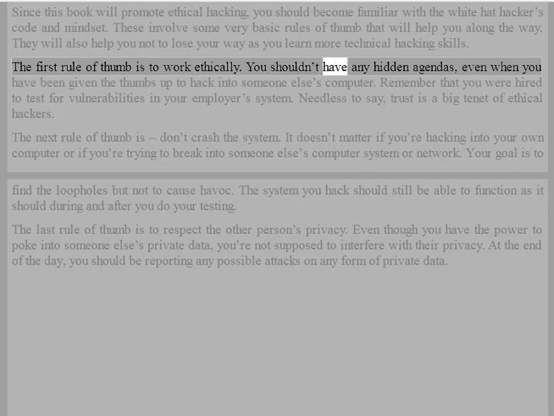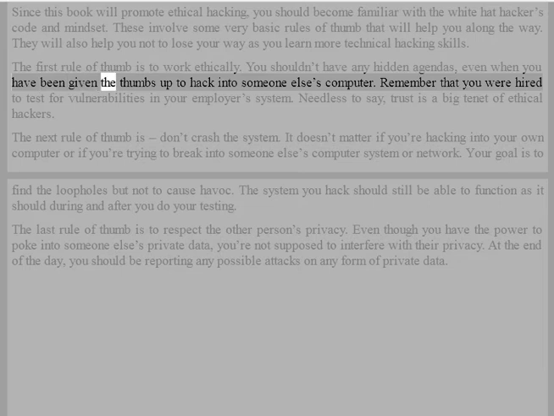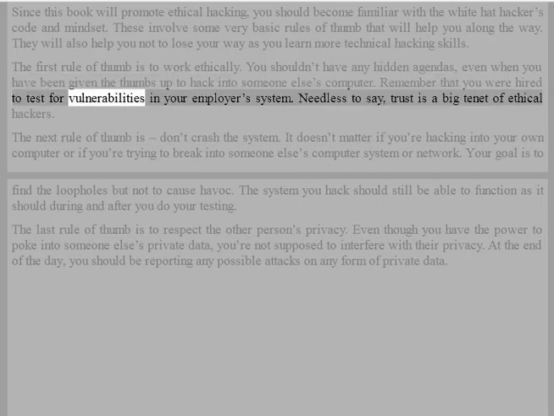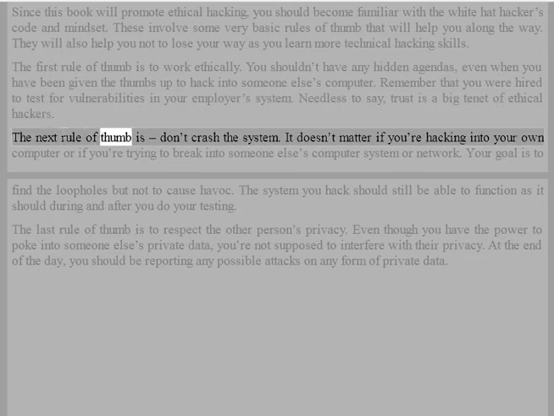You shouldn't have any hidden agendas, even when you have been given the thumbs up to hack into someone else's computer. Remember that you were hired to test for vulnerabilities in your employer's system. Needless to say, trust is a big tenet of ethical hackers. The next rule of thumb is don't crash the system.